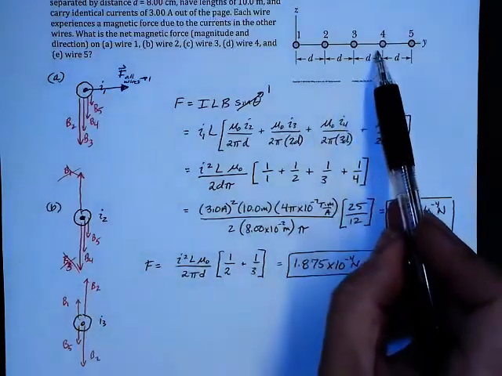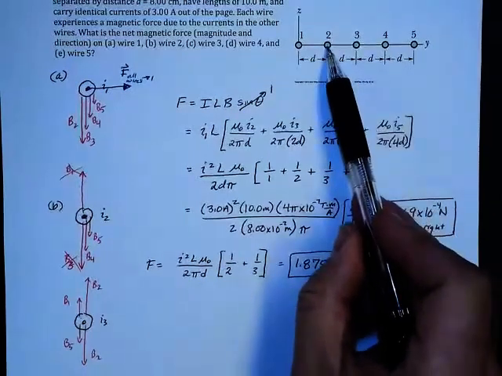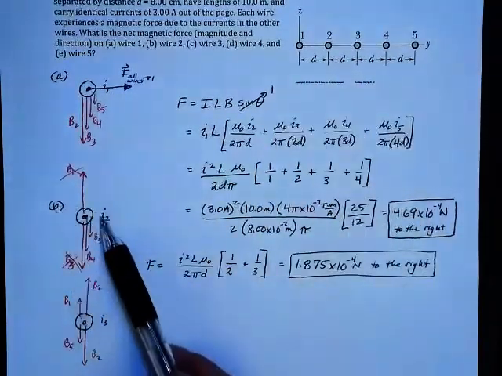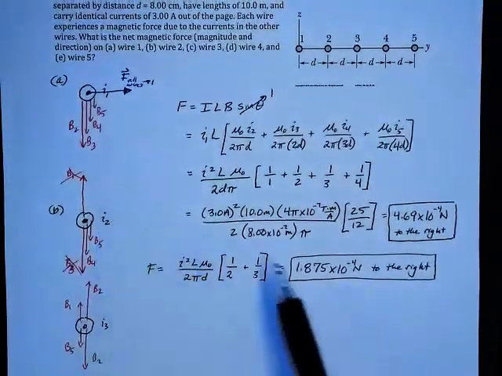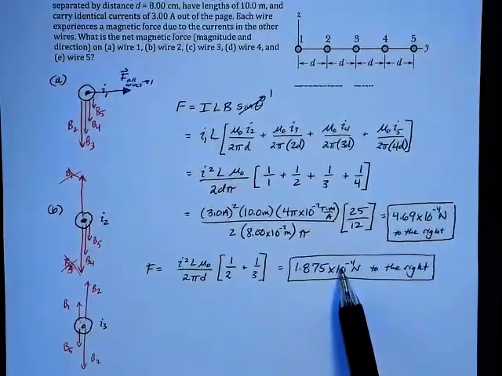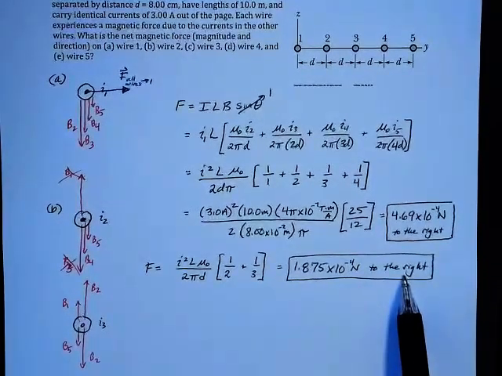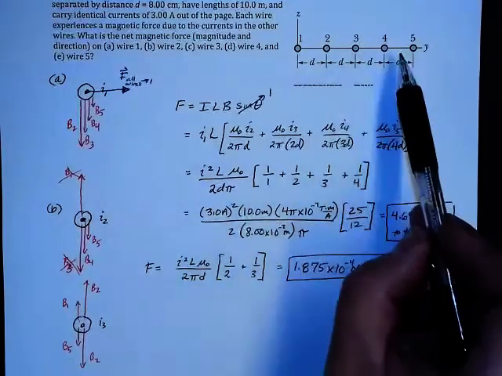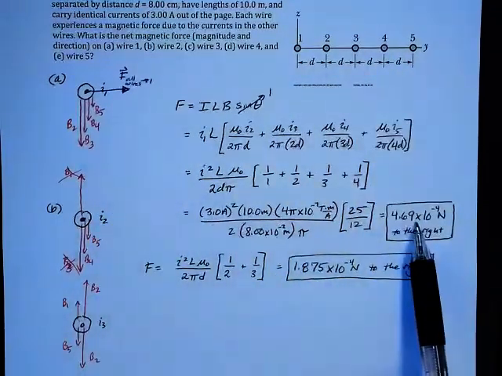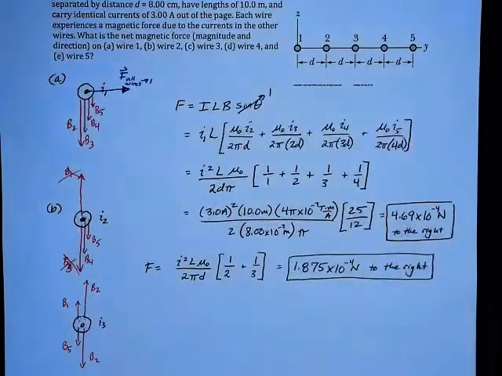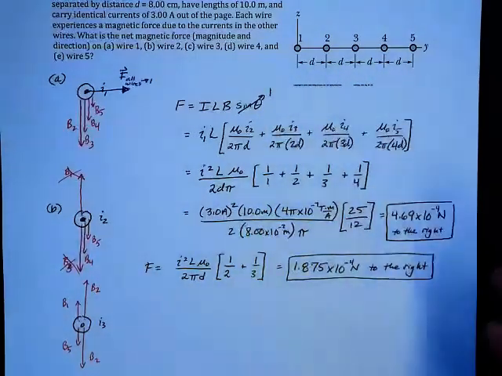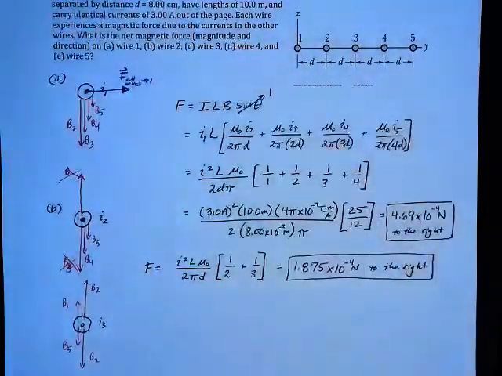Wire 4 is the same situation as wire 2, except you'd flip everything over in this picture, which means the force is the same magnitude as it was on wire 2, but the direction is to the left. And wire 5 is the same magnitude as the force on wire 1, but the direction is also to the left. So the net effect would be all of these wires would pull in towards the center of this arrangement.